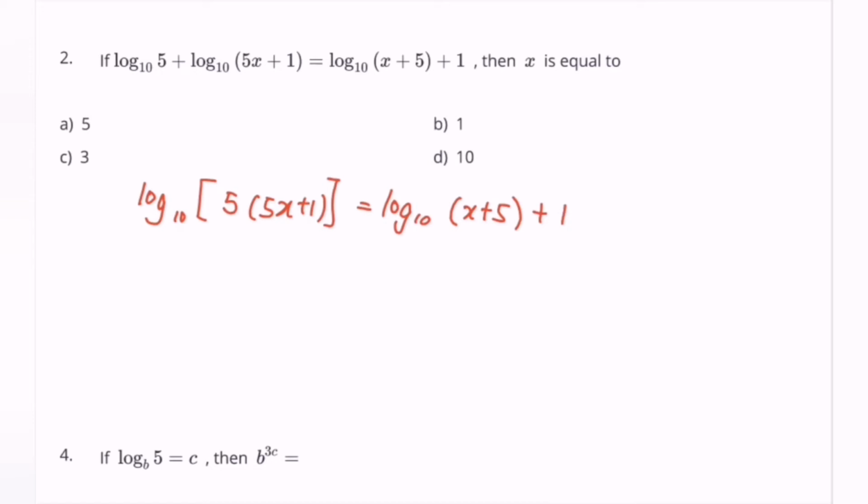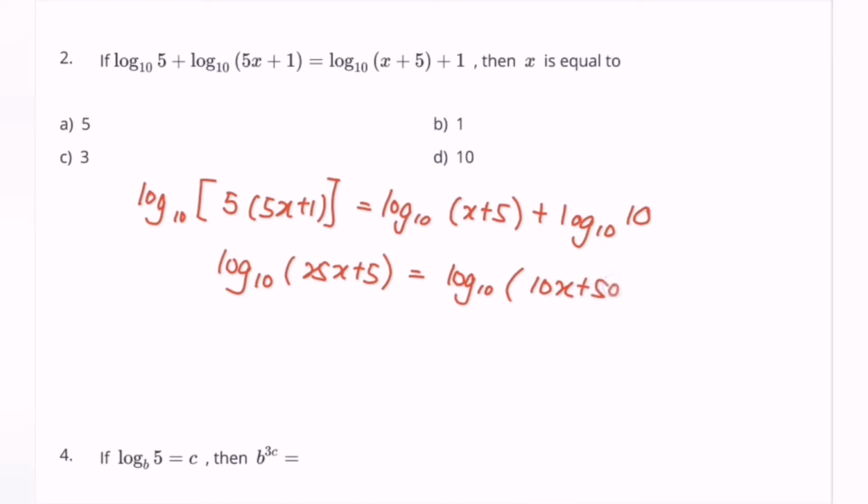By referring to the 1, we have the fundamental property of the rules of log, where log base 10 of the value 10 equals 1. Let's get back to the left hand side, where we have log base 10 of the bracket 25x plus 5. Focus on the right hand side, again using the logarithmic addition identity, and we will have log base 10 of the bracket. As we all know, addition will be multiplied, so we will have 10x plus 50.